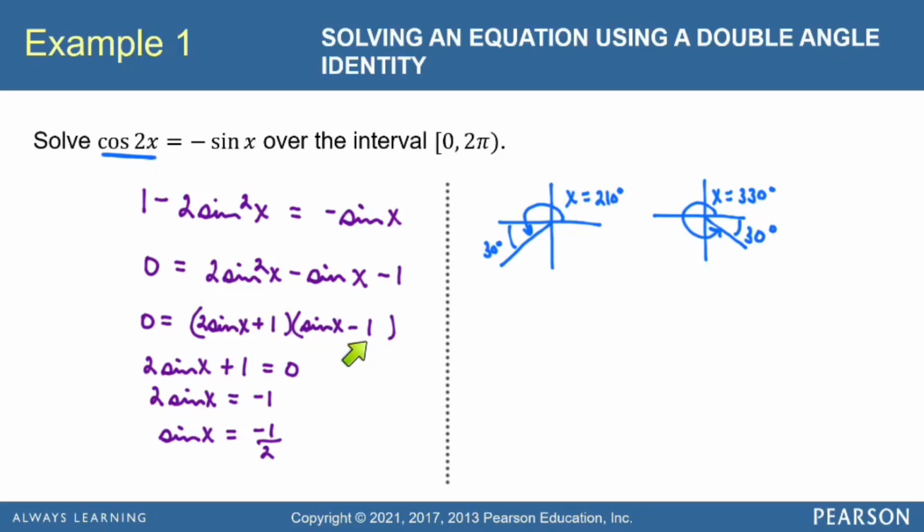Now let's take the other factor and set it equal to 0. So if sine of x minus 1 equals 0, then sine of x equals 1.